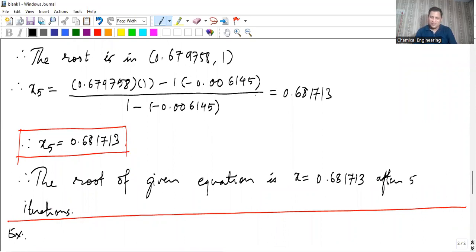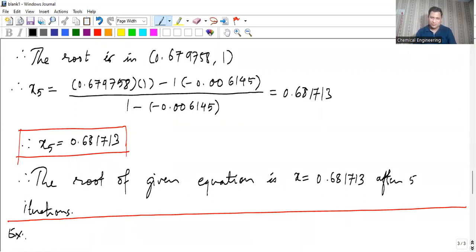Sir, error in this method will be more or less? Error in this method will be more for the same number of iterations. If we go with 10 iterations by Newton-Raphson method, and 10 iterations by Regula Falsi method, then the error in Regula Falsi method will be more, whereas the Newton-Raphson method is faster than this method.